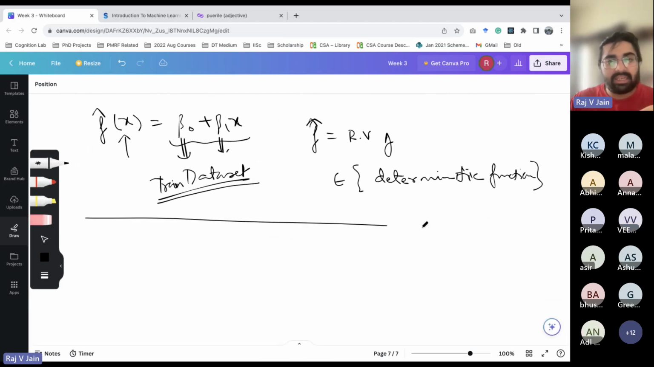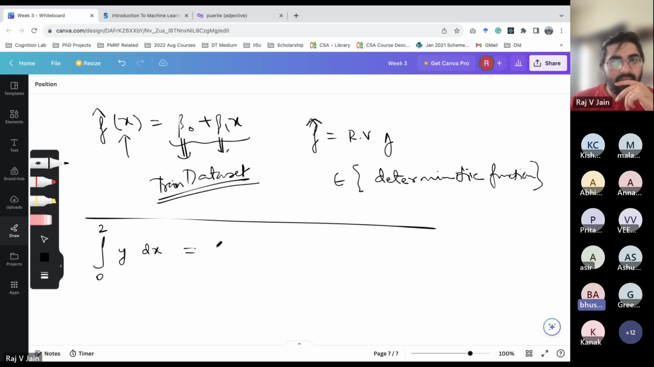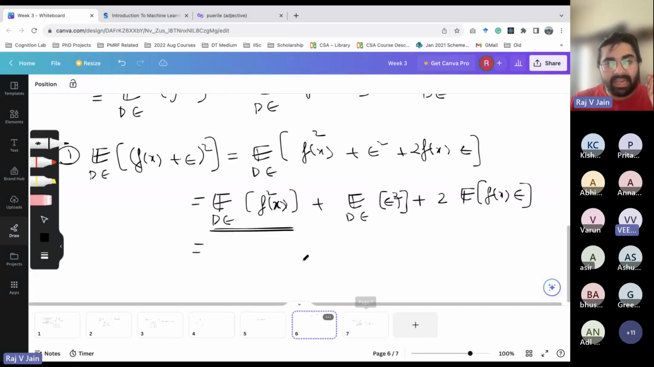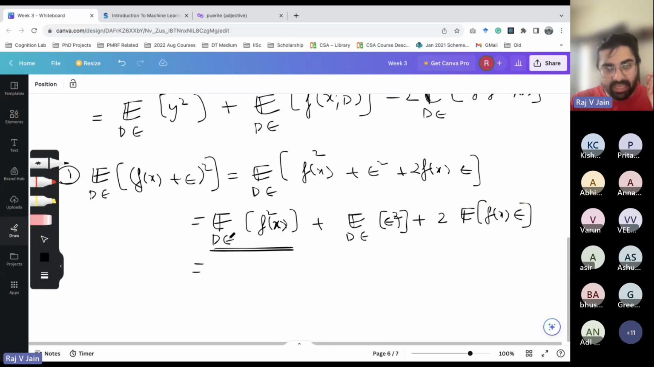Okay, help me understand this integral. Integral of y dx from 0 to 2. Oh, sorry, it is dx, so it is only y times x from 0 to 2. So it's just 2y, right? Does it depend on x? No. So if I'm taking an expectation over this variable which doesn't depend on D and epsilon, what will this turn out to be? Will it be 0, null then? Yeah, it could be 0. 2y, sir? No.